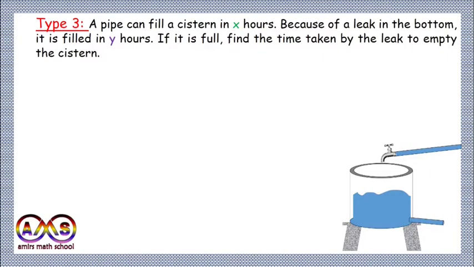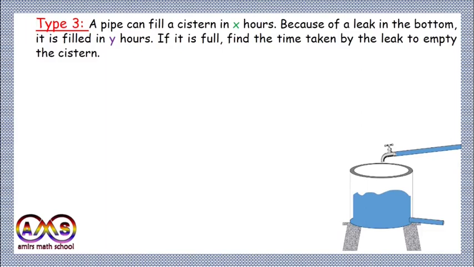Let's see type 3. A pipe can fill a cistern in X hours. Because of a leak in the bottom, it filled in Y hours. If it is full, find the time taken by the leak to empty the cistern. Here, this leak, we can consider as a pipe for flow out.